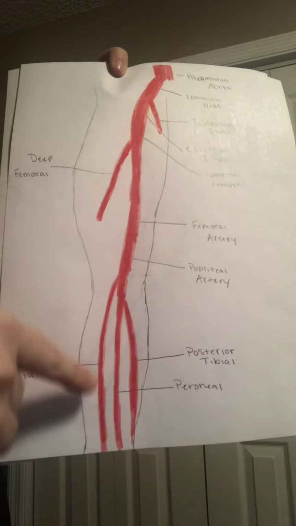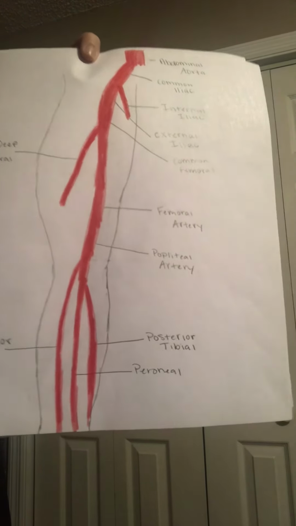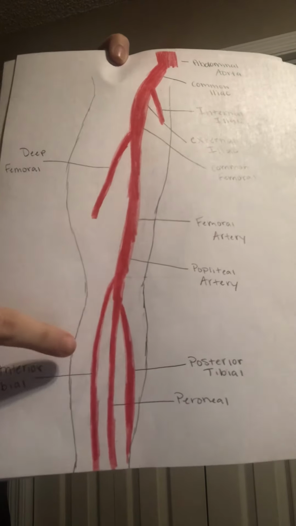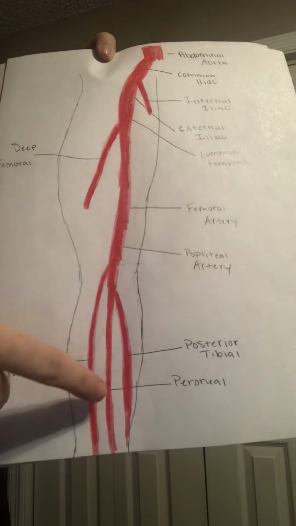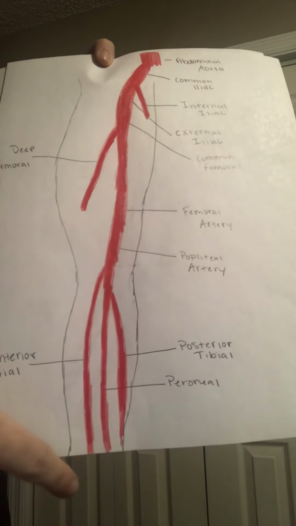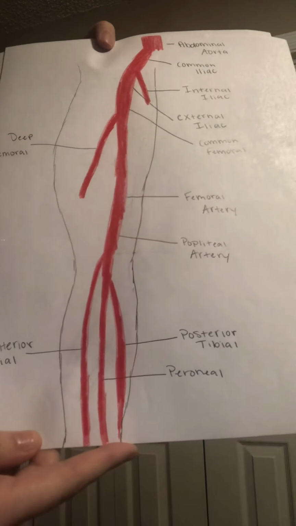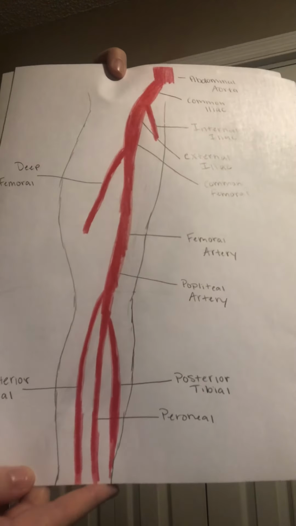You're going to have your anterior tibial artery, which puts oxygenated blood into your anterior part of your calf. You're going to have your peroneals, which puts oxygenated blood in the lateral side of your calf. And then you have your posterior tibial artery. That's going to supply oxygenated blood into your posterior part of your calf.